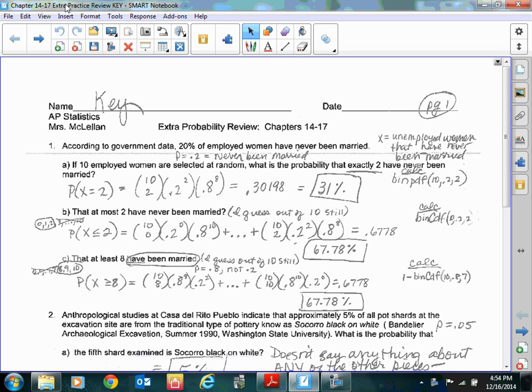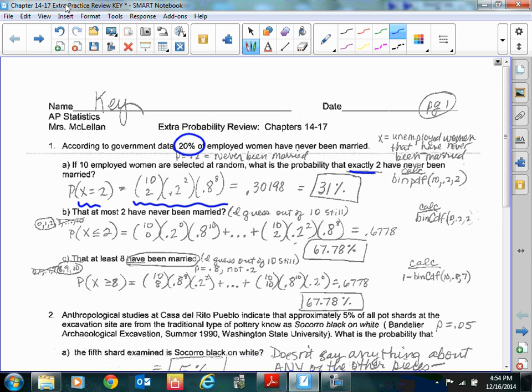For number 1A, it's the probability that we have exactly 2. Those can be sprinkled anywhere. So I've got to do the probability of exactly 2. This is the binomial formula, and 0.2 is the probability that the woman has never been married. That's what this one is asking about. So 2 of them have never been married, 8 of them have.